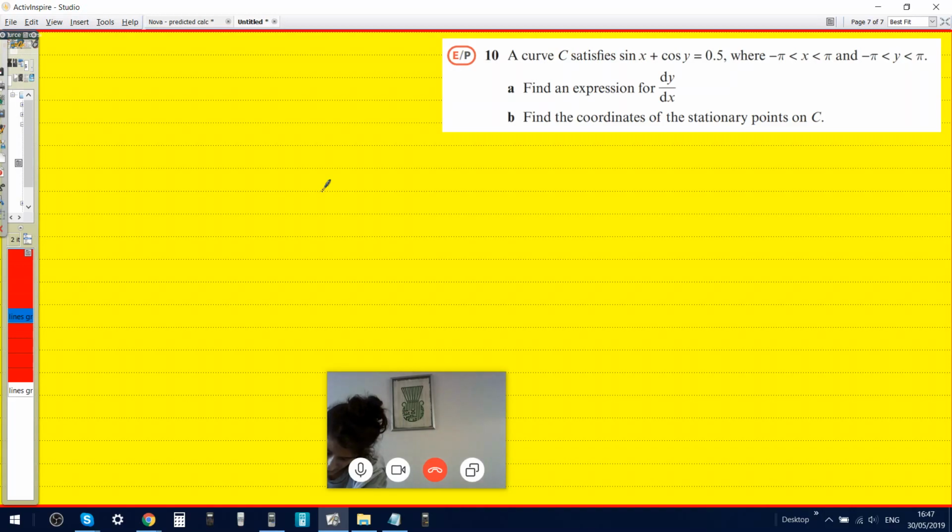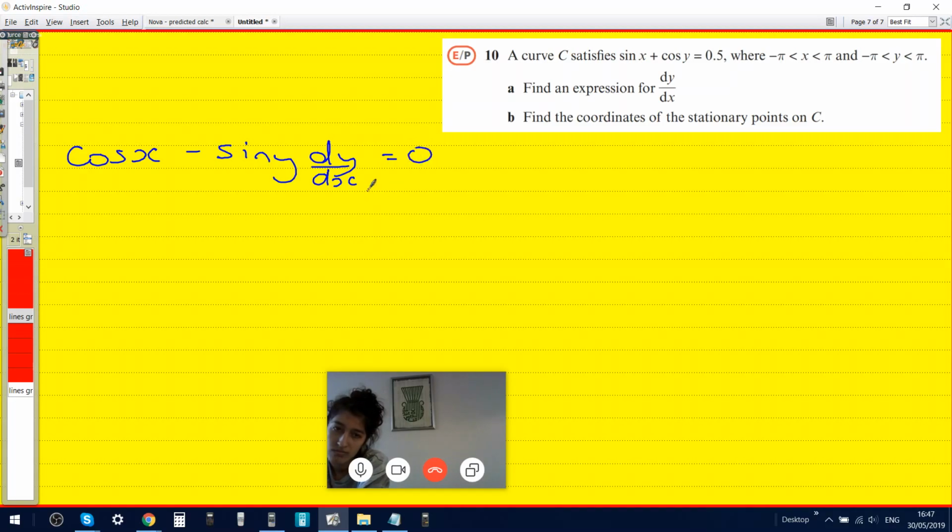How'd you get on there? So dy over dx equals cos x over sin y. Okay. And then, to find the stationary point, dy over dx has to equal 0. Mm-hmm. So cos x over sin y equals 0. And then I got stuck. A fraction equals 0. Yeah. What does that tell you? That cos x equals sin y.